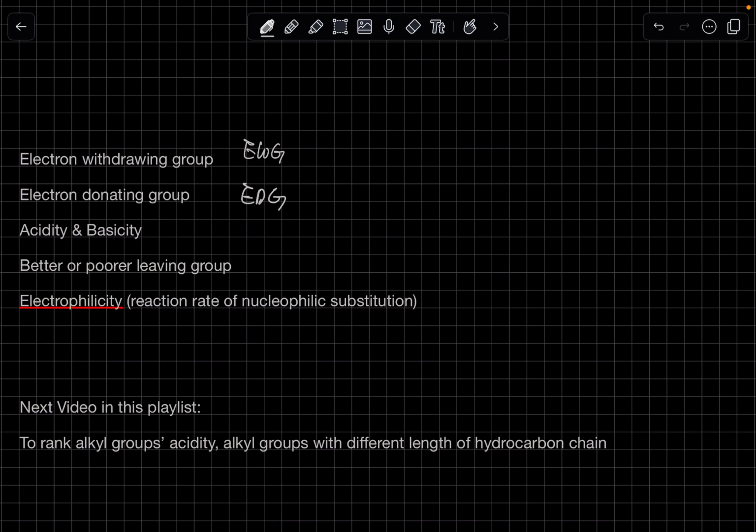Today I want to talk about a really high yield organic chemistry concept, which is electron withdrawing groups versus electron donating groups. And I also want to connect this idea with some other organic chemistry concepts. All right, let's jump right into this.